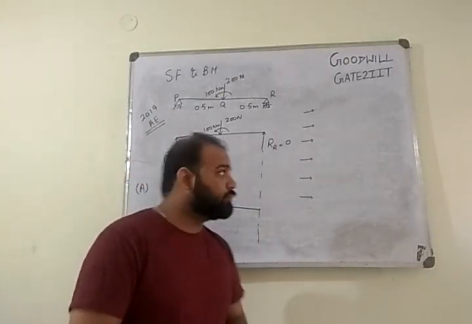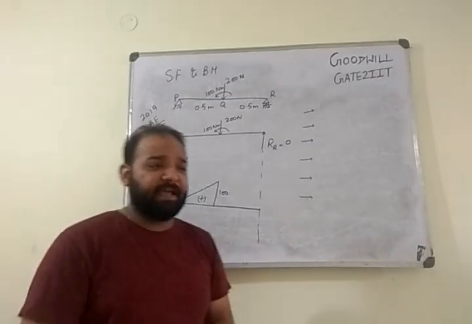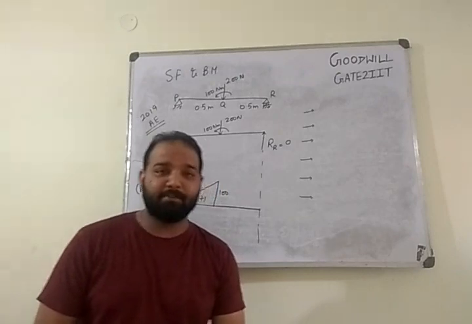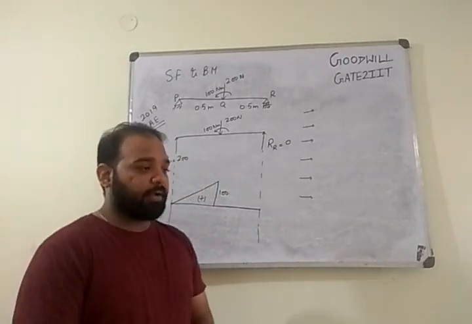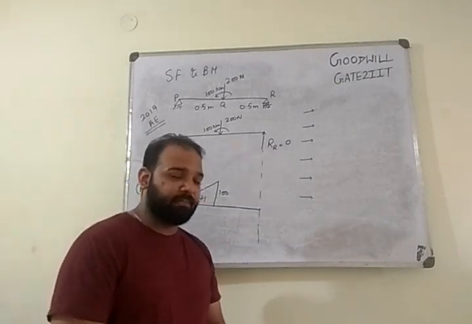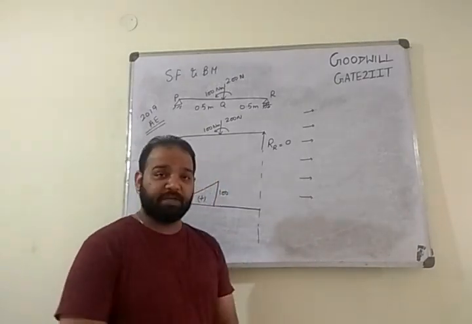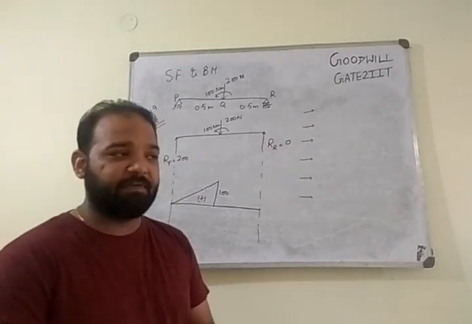Point loads will give you constant shear force and your bending moment diagram will be linear. Then for a UDL, your shear force is linear and your bending moment diagram is parabolic. The area under your shear force diagram will give you the bending moment. The slope of the bending moment diagram will give you the shear force. All these things I have already discussed and written. I'm just summarizing what we have done.